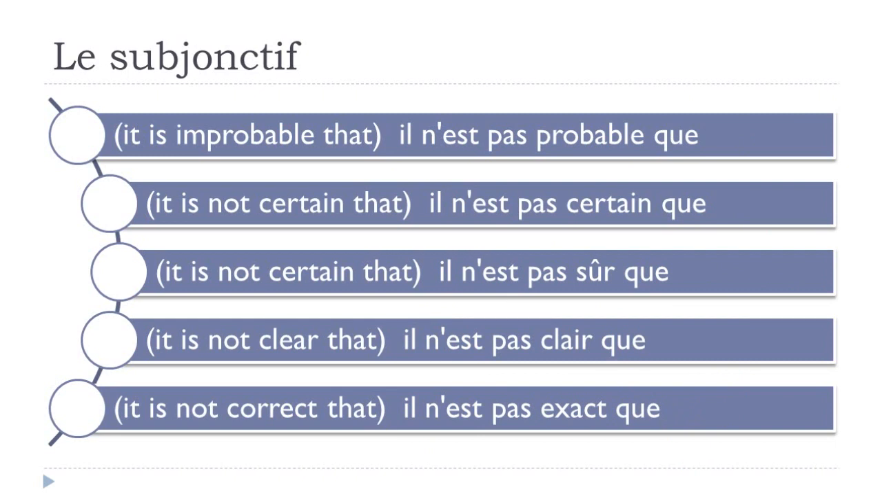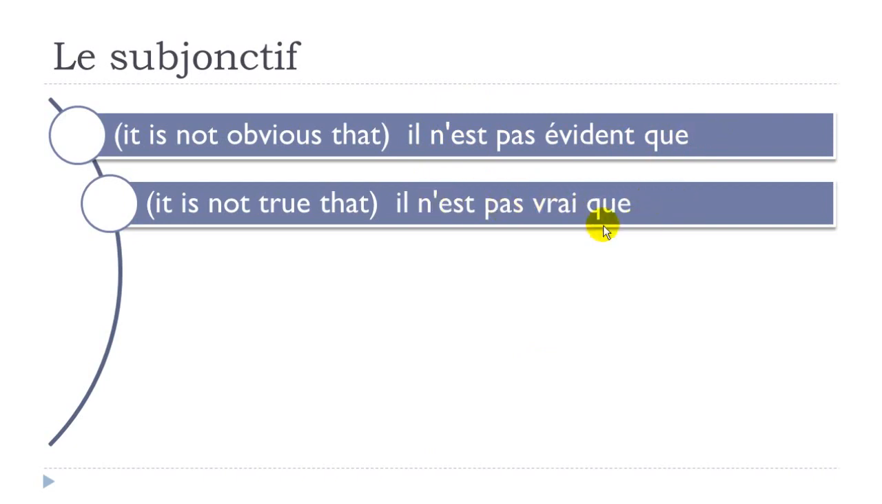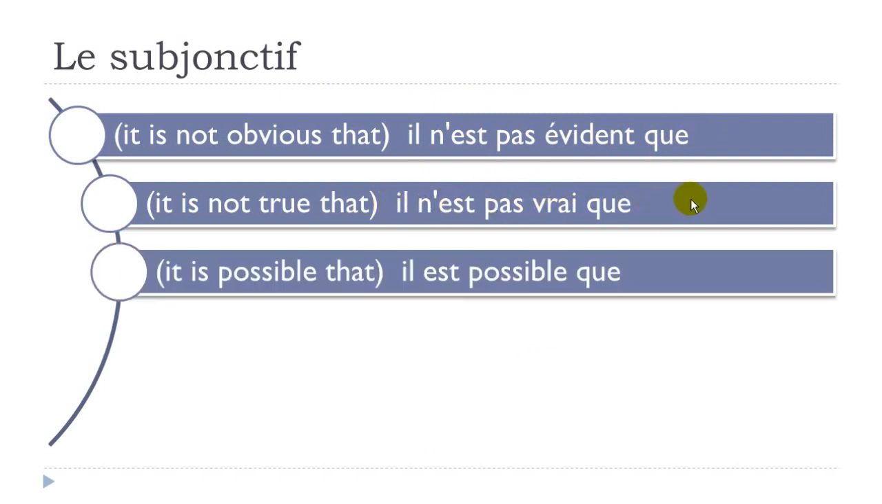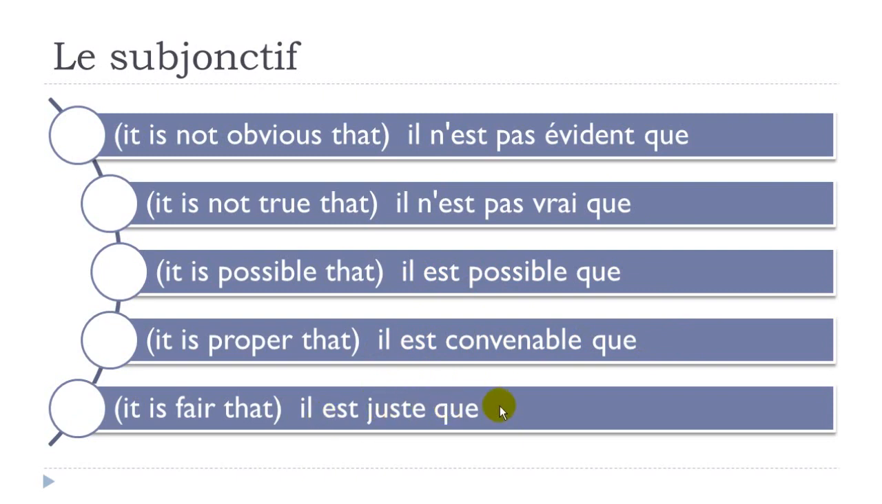Okay, let's continue. Il n'est pas évident que. Il n'est pas vrai que. Il est possible que. Il est convenable que. Il est juste que. Okay, so one more time: il n'est pas évident que, il n'est pas vrai que, il est possible que, il est convenable que, il est juste que. And all these expressions will be followed by le subjonctif.